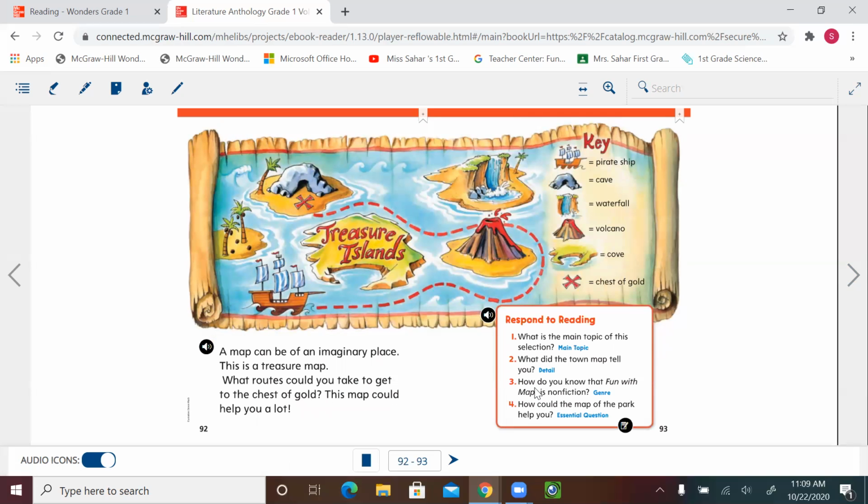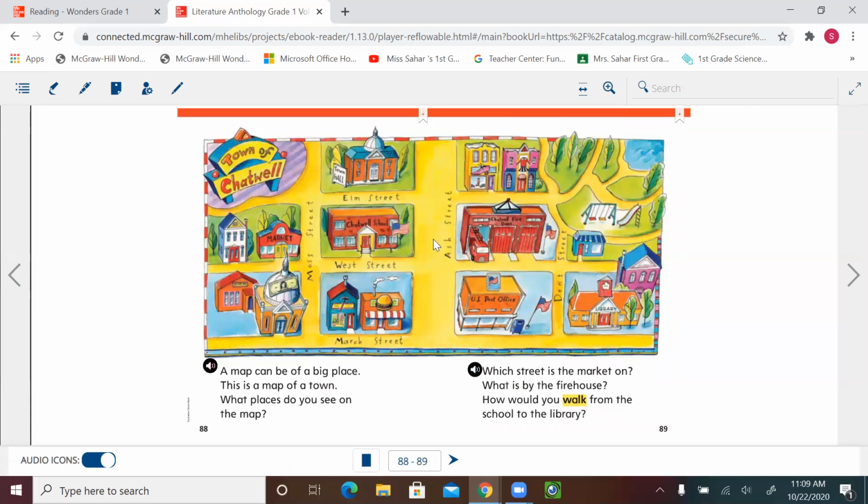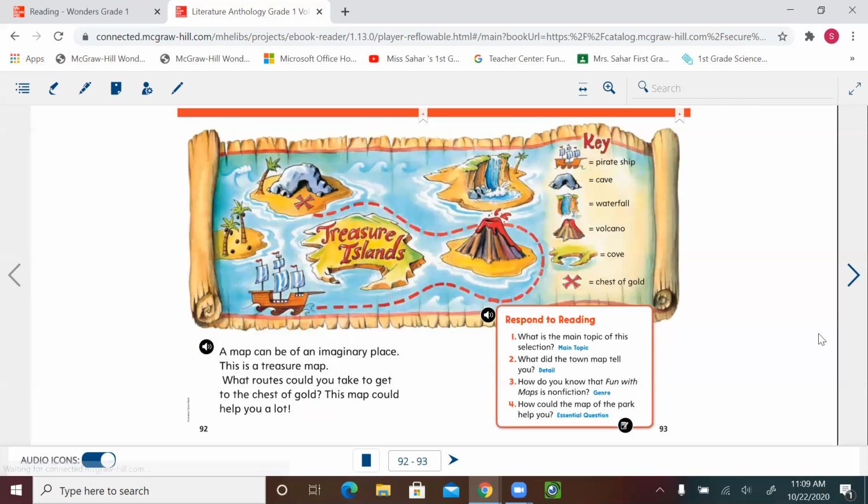All right. How do you know that Fun with Maps is nonfiction? How do we know that this selection is nonfiction? Because I know that it gives me information and talks about maps, which is something real, and shows around a city and buildings that I know are also real. All right.